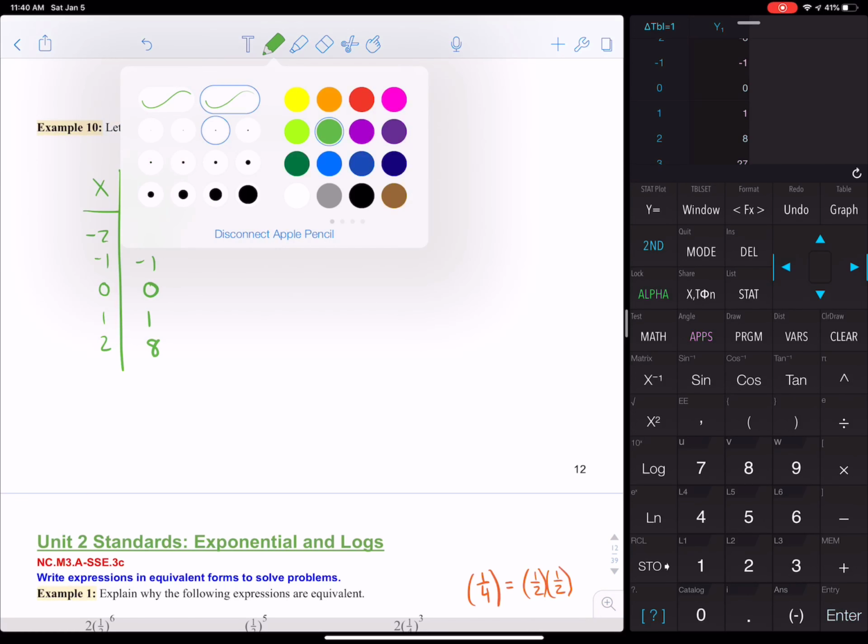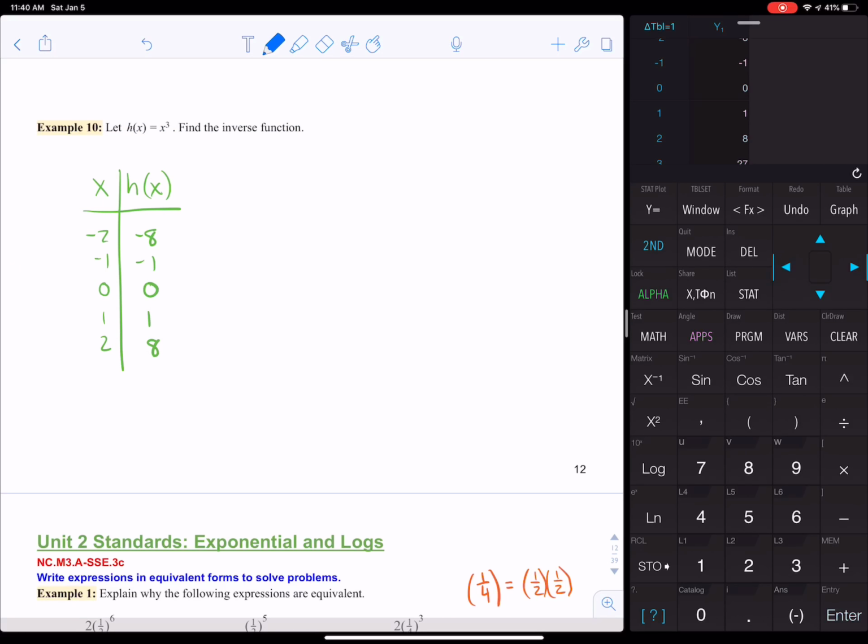So for the inverse function, we can always simply switch our x and our y values. So that's a quick way to use a table of values to get the inverse. So we can say -8 goes with -2, -1 with -1, 0 with 0, 1 with 1, and 8 with 2.